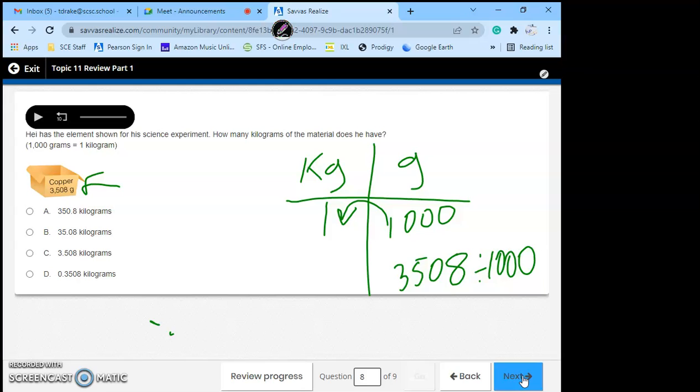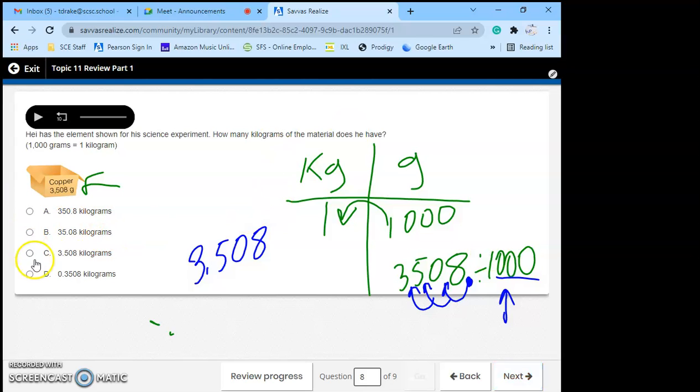How can we divide 3,508 pretty easy? We can move the decimal. Remember, the decimal's hidden at the end because it's a whole number. 1,000 is a power of 10. It's a 1 followed by 3 zeros, so we have to move 3 spots. Since we're dividing, we're moving it to the left because when we divide, the number gets smaller. So we're going to move it 1, 2, 3 spots. So our answer is going to be 3.508 kilograms. Which, looky there, they have that answer for us.